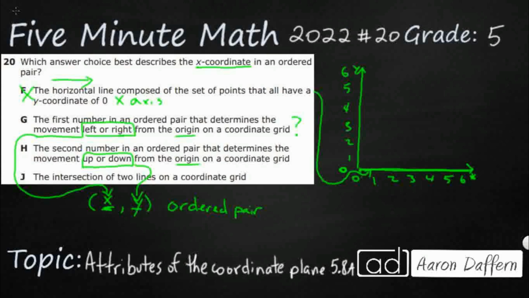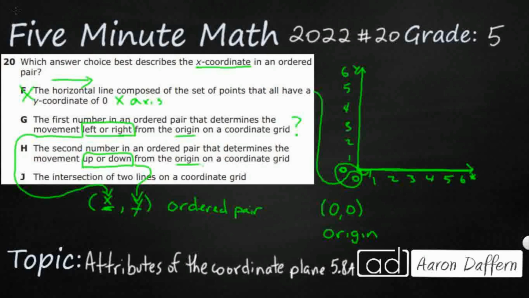Let's check what J is. Oh, the intersection of two lines on a coordinate grid. Okay, that's this right here. These two lines come right here. You notice the coordinate is 0, 0. 0 x, 0 y. This is actually this origin that we've been looking at. The origin, where it all starts, where x and y coordinate are 0, where the x-axis and the y-axis meet.